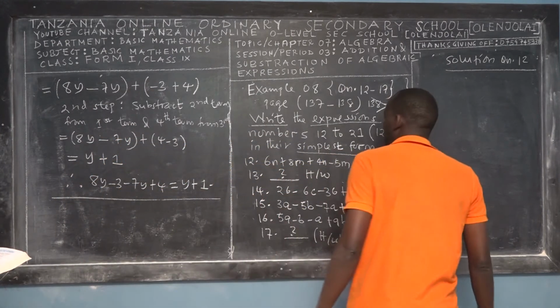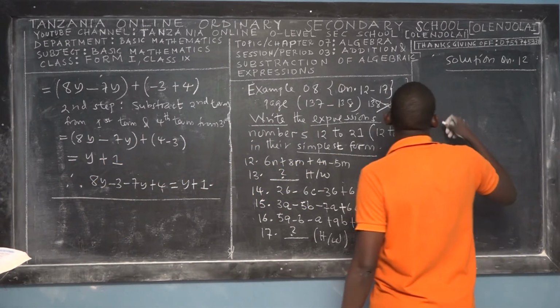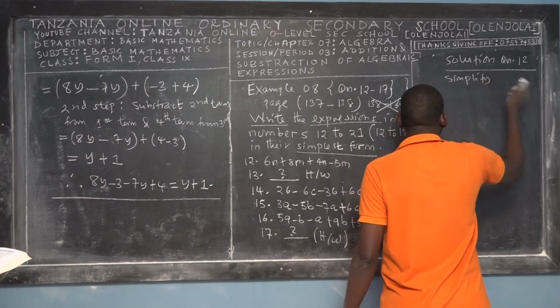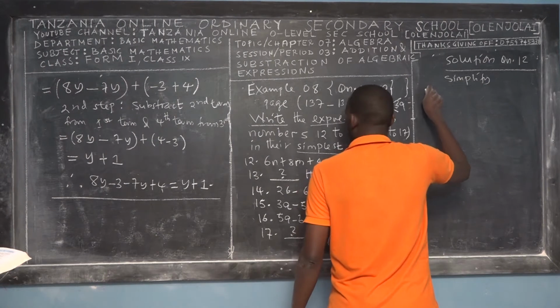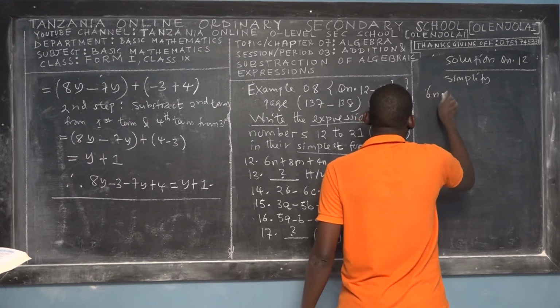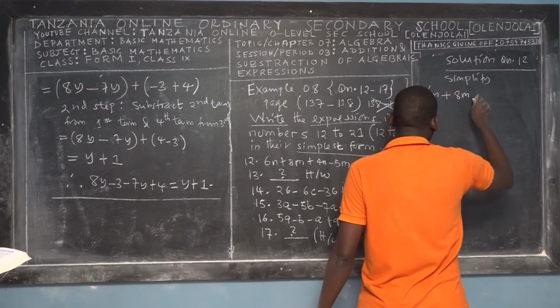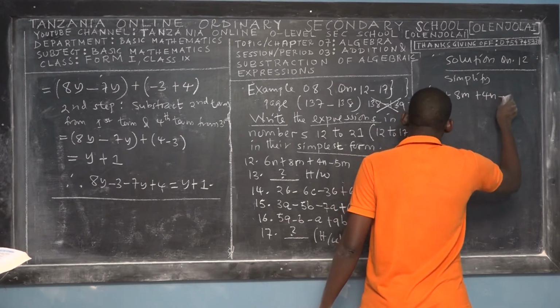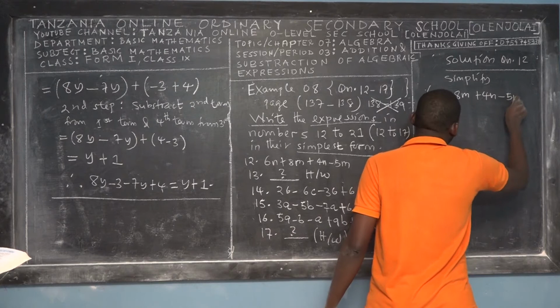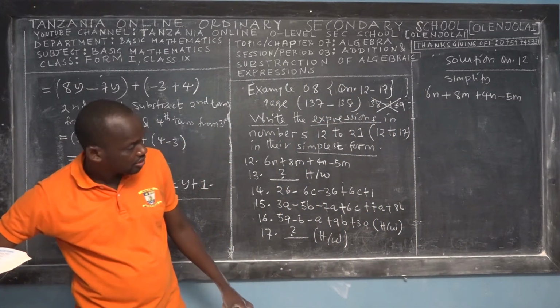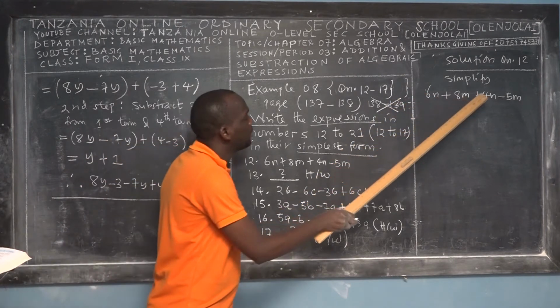So simply, the meaning of this question is that it tells you to simplify. Simplify what? Simplify. So let us see, how many terms do you have? We have 6n plus 8m, okay, plus 4n, then minus 5m. How many terms do you have? 4 terms, okay? The first term, second term, third term, fourth term.